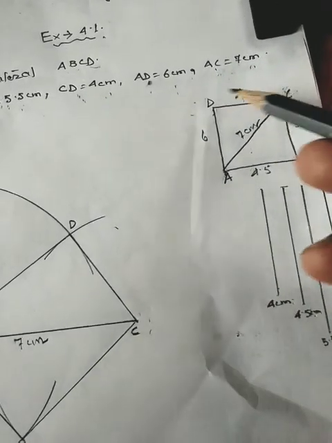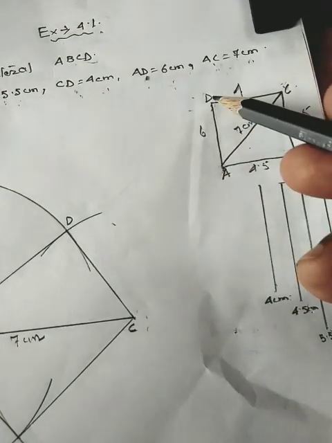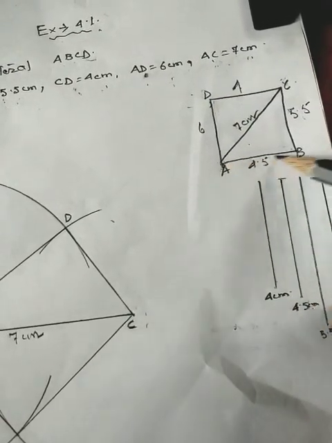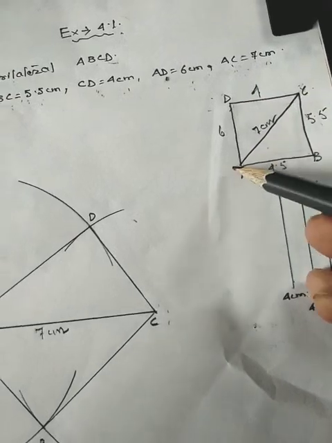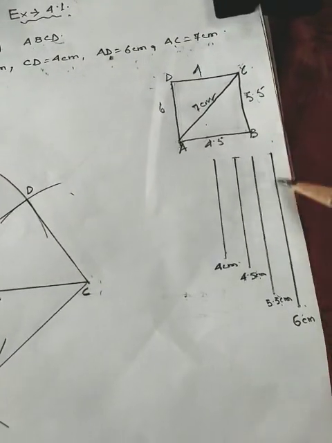Now carefully observe this particular drawing. This drawing is a combination of two triangles: ADC, the first triangle, and the other triangle is ABC. What we'll do is first construct ADC. That is ADC first. Now how to draw this? Now what are these lines?